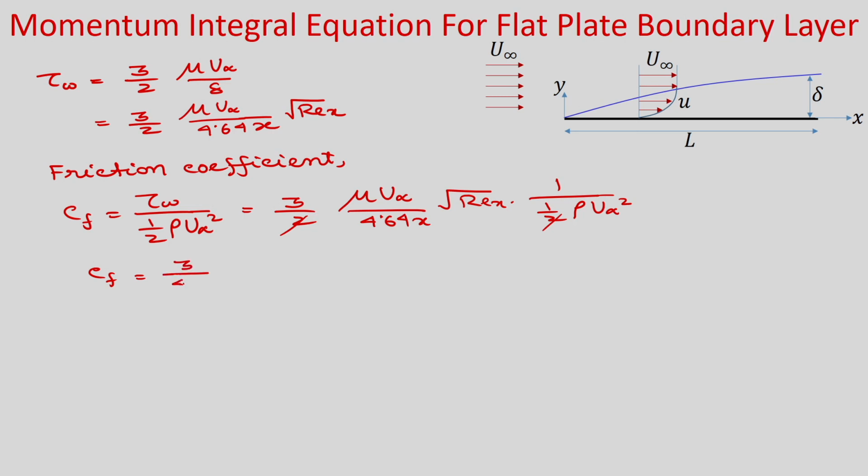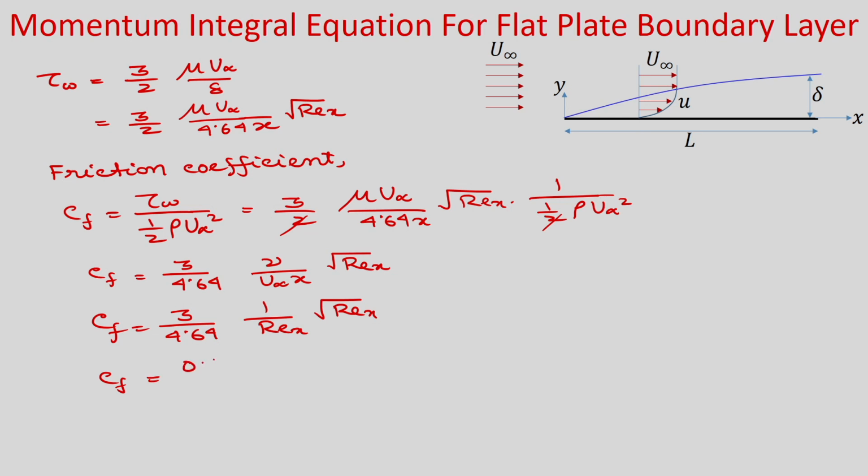So, we will get Cf is equal to 3 by 4.64, and this rho and mu will be nu, and u infinity square, 1 u infinity in the numerator. So, you will get divided by u infinity x root Re_x, and nu by u infinity x is equal to 1 by Re_x, and this is root Re_x. So, now you can write Cf is equal to 0.646 divided by root Re_x.